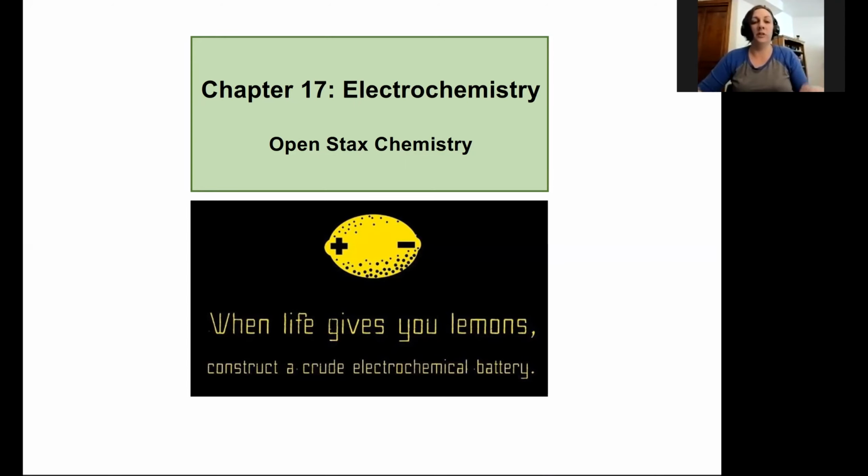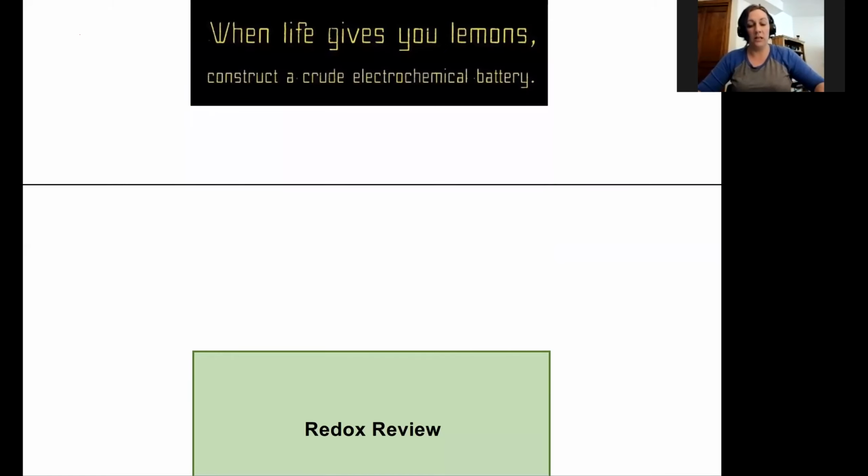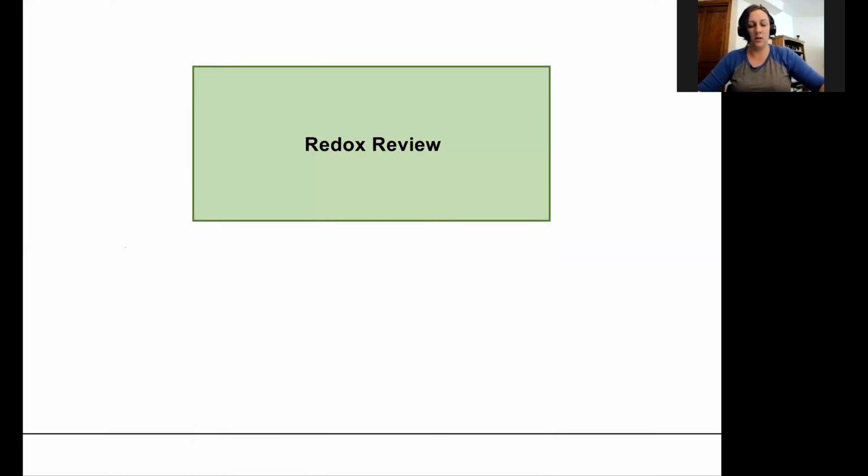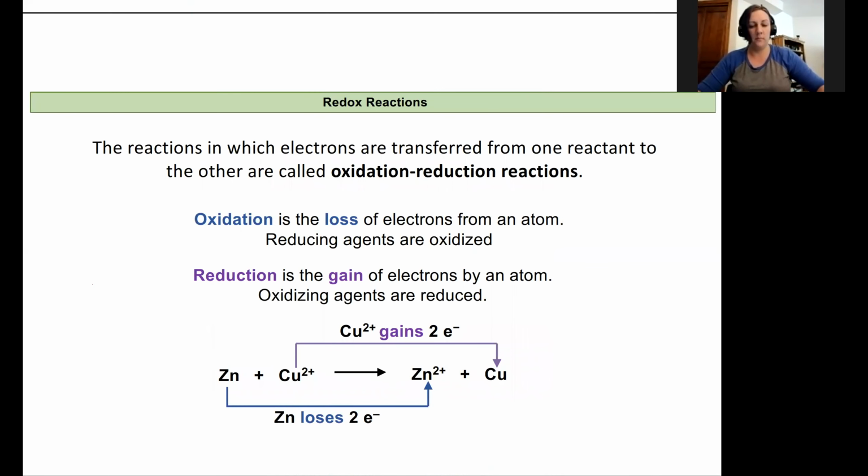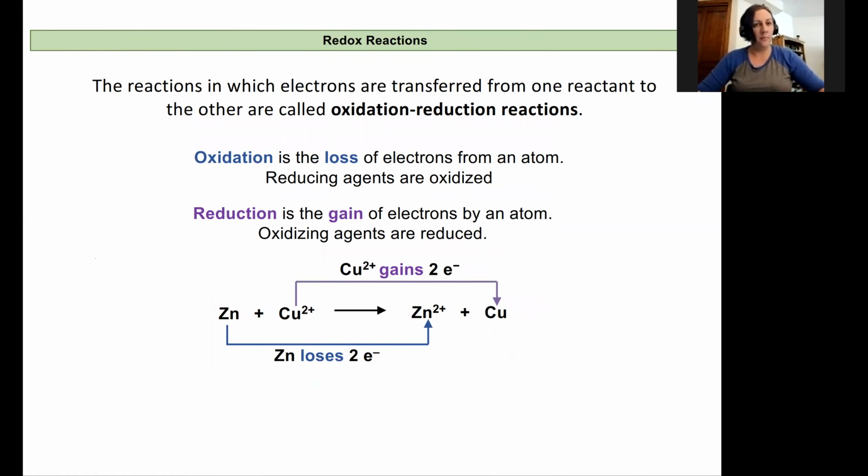And we looked at combustion reactions, we looked at precipitation reactions, or double replacement. And one of the categories we looked at were reduction and oxidation reactions, which we call redox reactions. So this is a quick review of what you hopefully remember from a previous chemistry class.